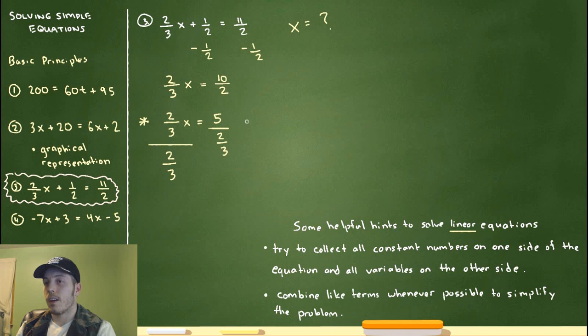Now, so 2/3 divided by 2/3, that equals 1. So we have 1 times x, or just x, is equal to... Now 5 divided by 2/3, let me do this off to the side here. Instead of dividing by 2/3, that's the same thing as multiplying by 3/2. Remember that? So instead of dividing by a fraction, you could multiply by the reciprocal of that fraction. And this is much easier to do than this here.